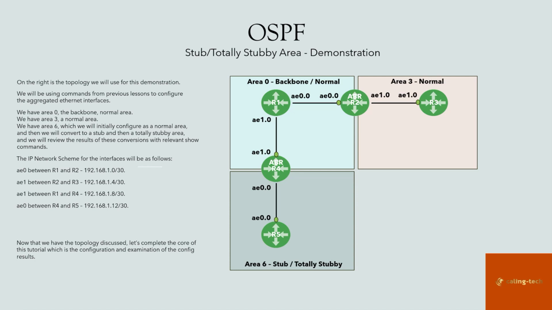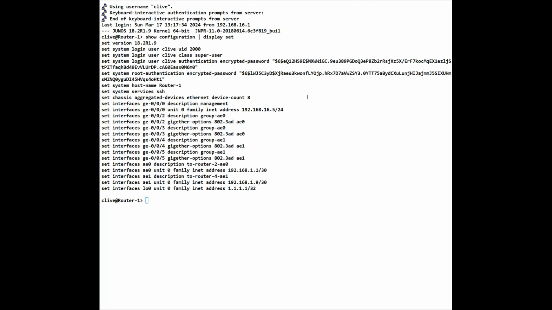As already mentioned, now that we have the topology discussed, let's complete the core of this tutorial, which is the configuration work and examination of the config results. So here we are on router 1 at the configuration screen, and I've just completed a show configuration in the display set format so that you can see what's on there if you wish to copy this. So we're actually going to put in there the loopback 0 interfaces so that these addresses appear in the routing tables. So let's go ahead and do that.